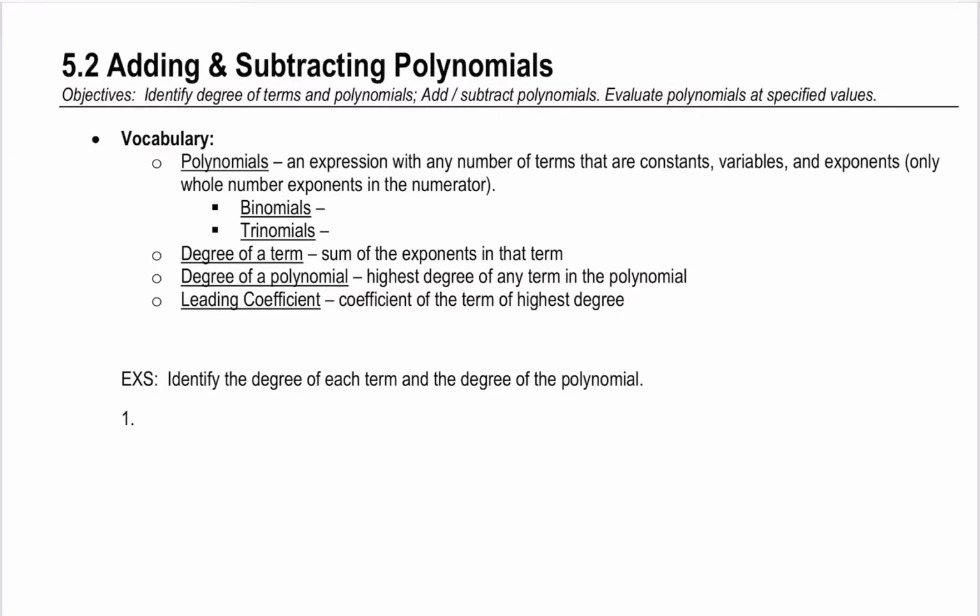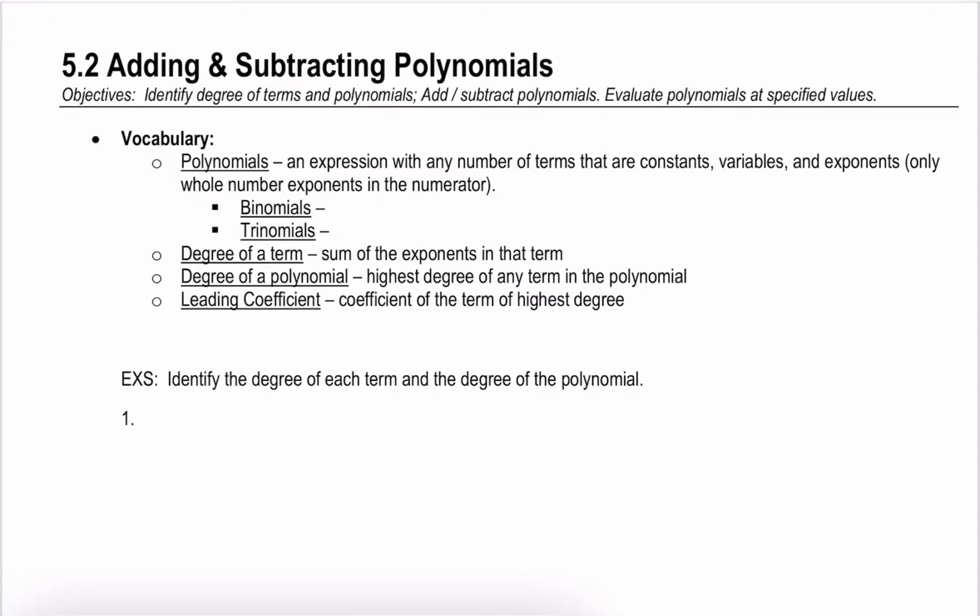Section 5.2 is on adding and subtracting polynomials, which truthfully really just amounts to combining like terms in a lot of ways. So it's kind of a review. There's a little bit of vocabulary here at the beginning that we do want to make sure that we can use properly and identify some things. So let's start with that.